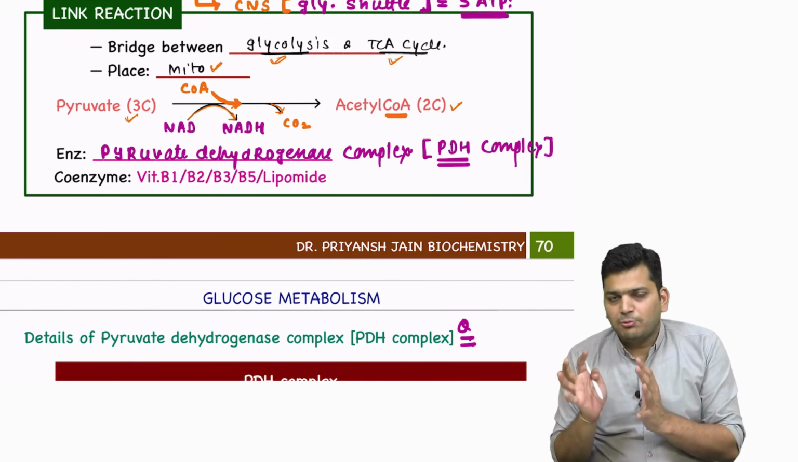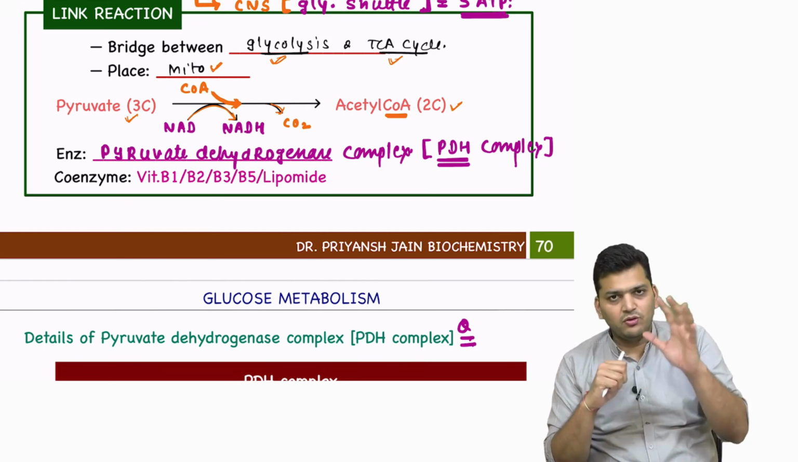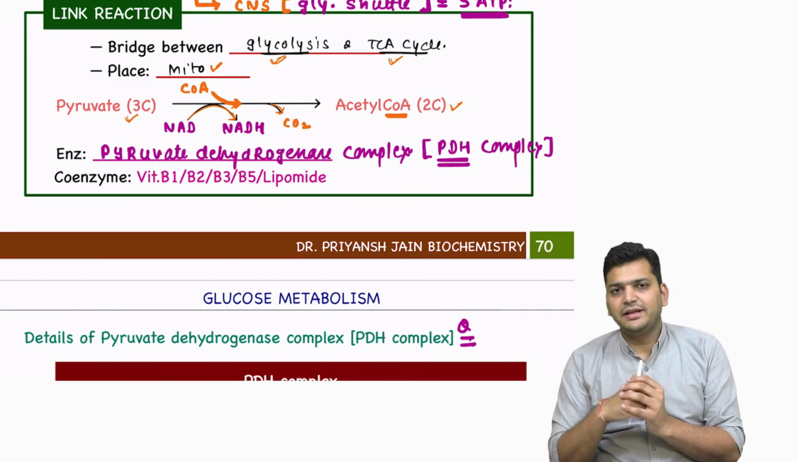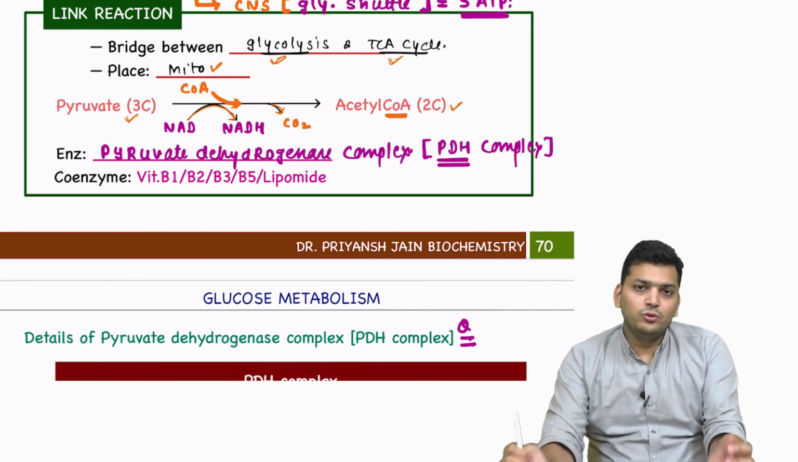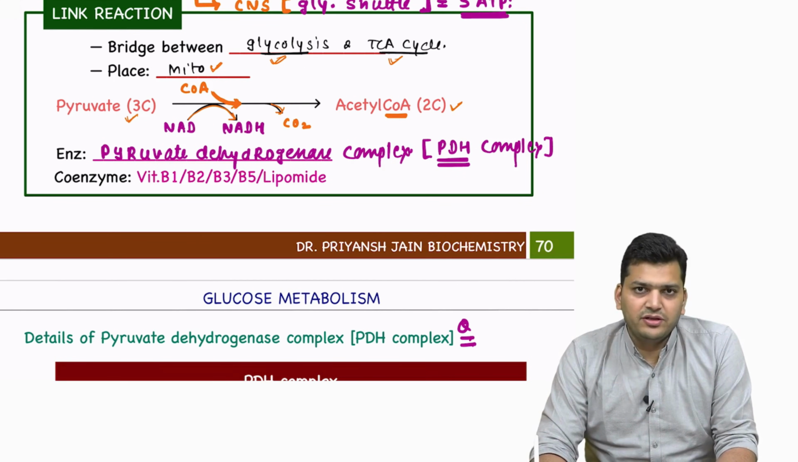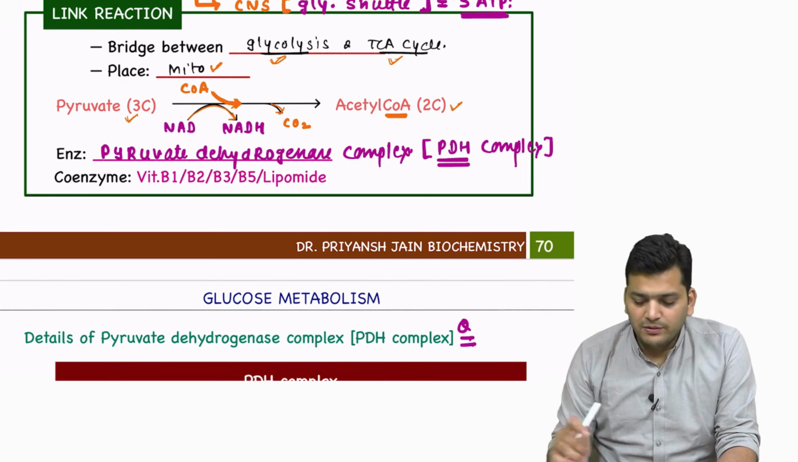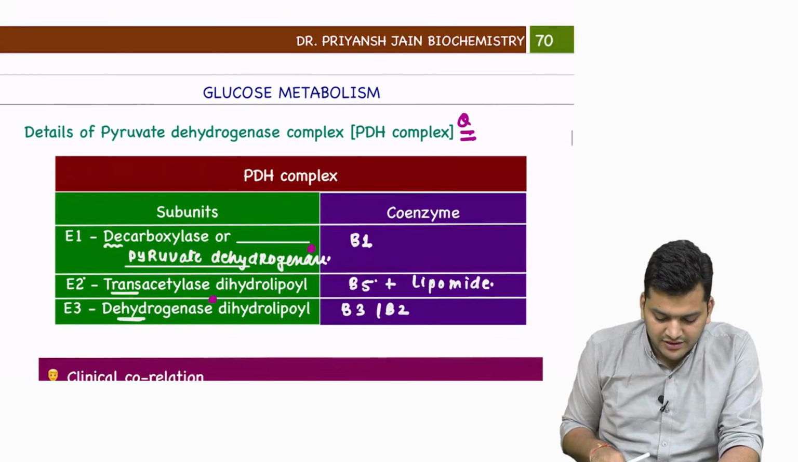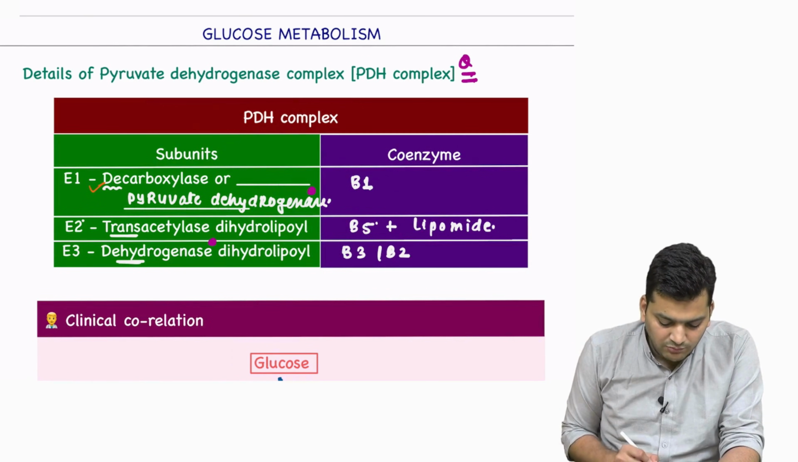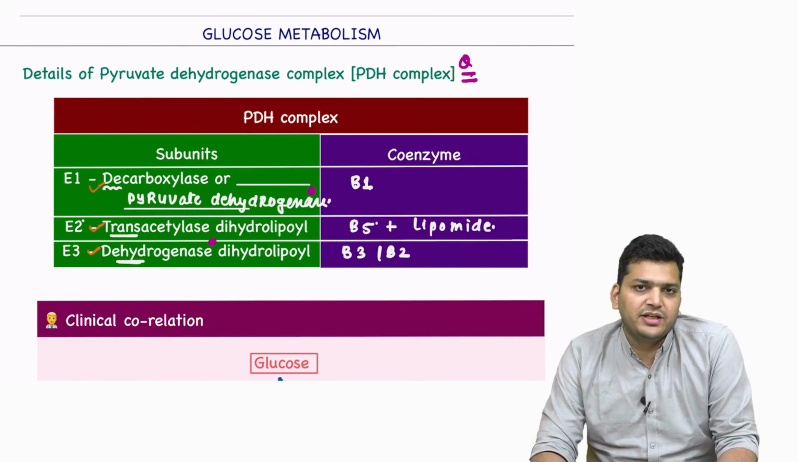So actually in this process, there are 3 reactions happening. You are removing the carbon dioxide, you are giving the coenzyme A, and you are converting the NAD into NADH. So to do this reaction, we require the enzyme called the pyruvate dehydrogenase complex. It is a complex enzyme and it will have 3 subunits, E1, E2, E3. E1 is going to do the decarboxylation, E2 will do the transacetylation, and E3 will do the dehydrogenase reaction.